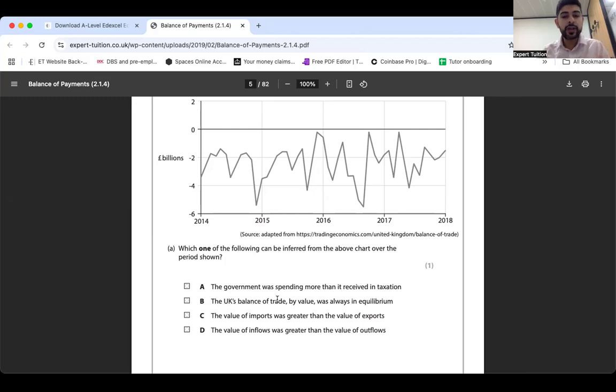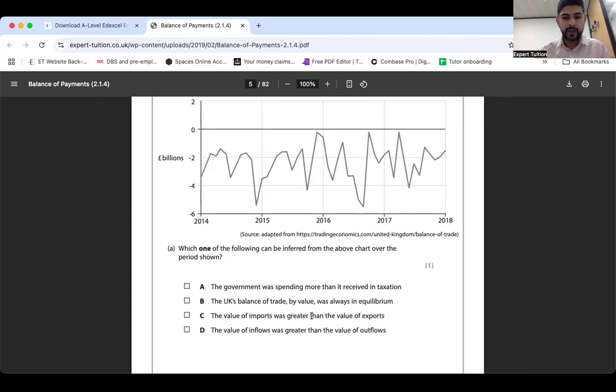The UK's balance of trade by value was always in equilibrium. Well, clearly no, because at no point was it in equilibrium. Equilibrium is zero, so no. The value of imports is greater than the value of exports. Well, yes, because if we're in a deficit, it means that what we're importing is worth more than what we're getting from our exports.